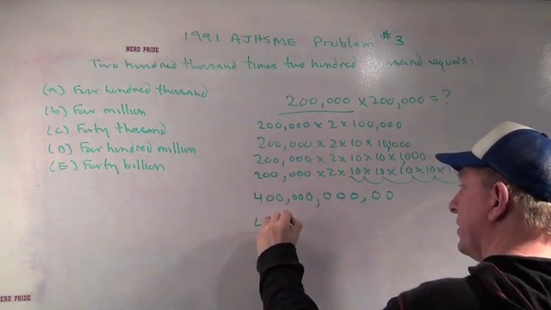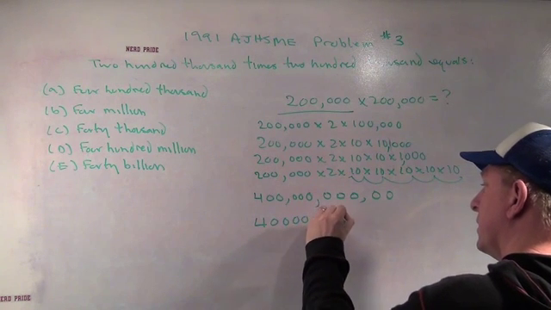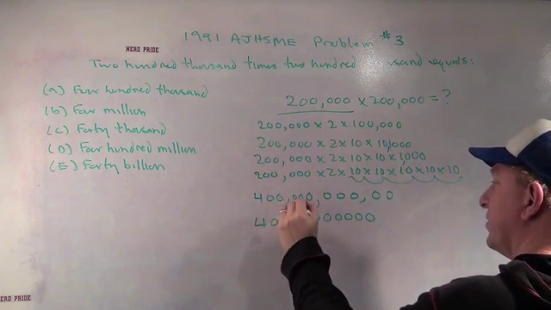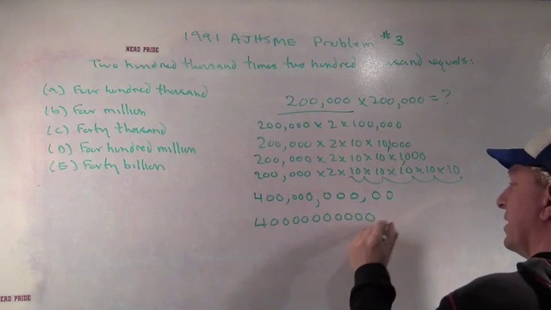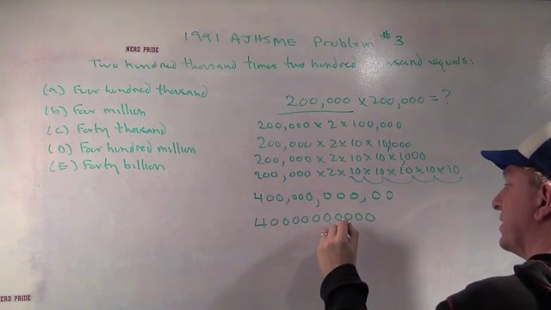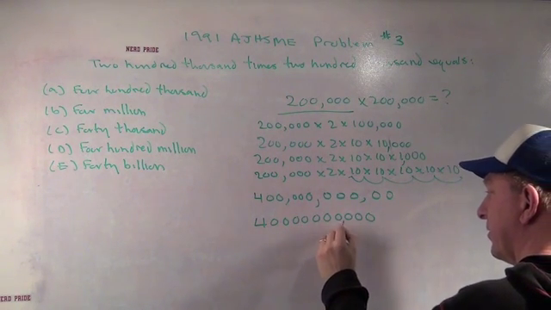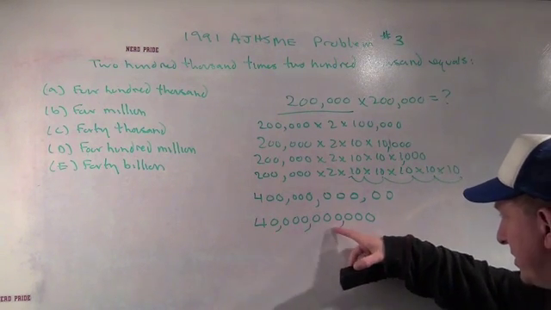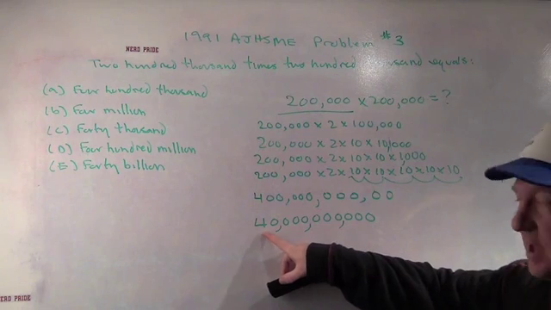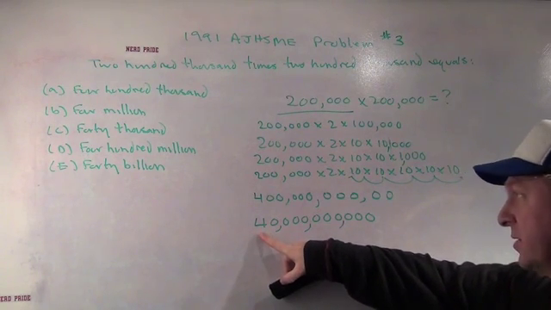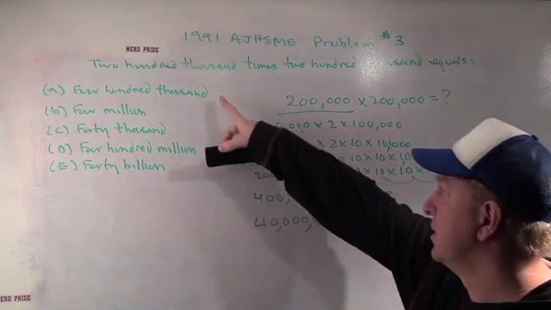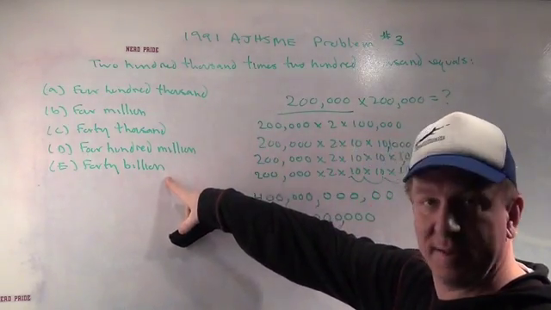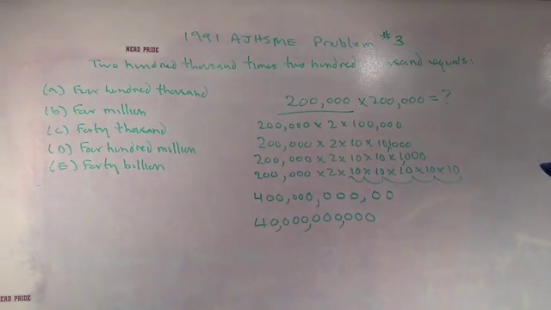So 400,000, and 1, 2, 3, 4, 5, 6, 7, 8, 9, 10 zeros. So now I count backwards by 3s. And I get hundreds, thousands, millions, billions. I have 40 billion. So hopefully that's going to be a choice. 40 billion. There it is. It's choice E. And so we should be pretty happy about that.